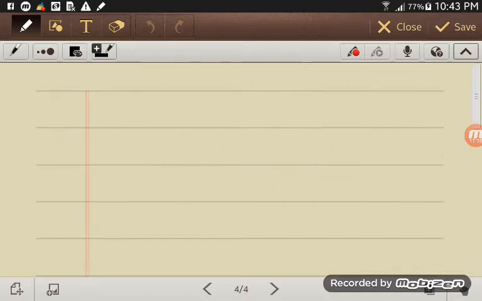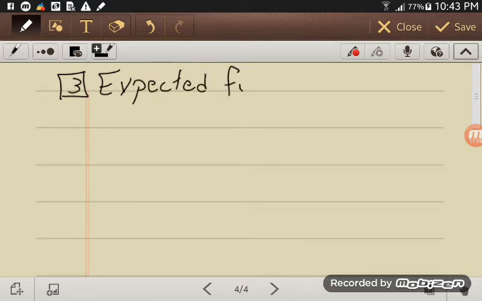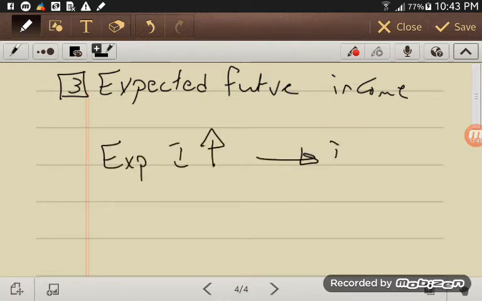Factor number 3. Expected future income. If you expect that you are going to receive more income 2 weeks from now, you are going to increase demand for a product now. So if you expect income to increase, demand will increase.